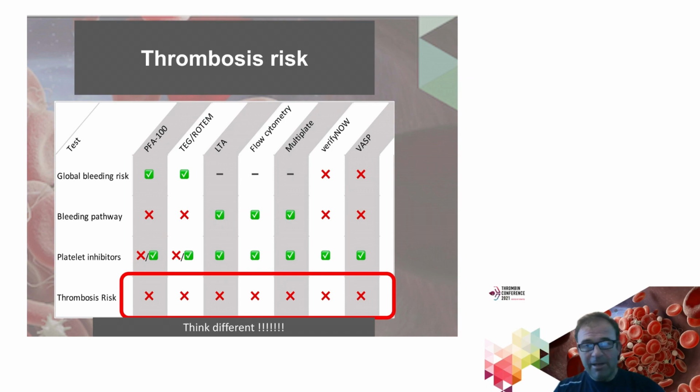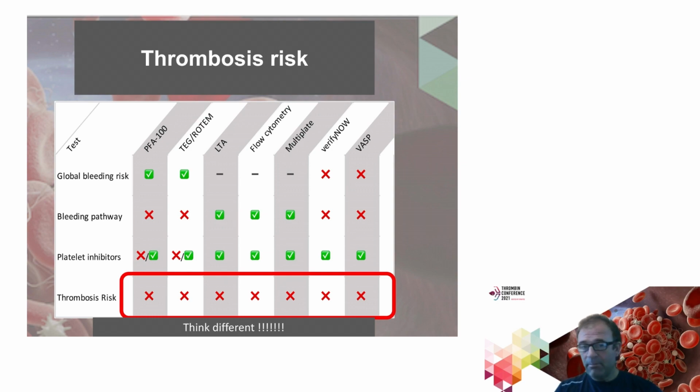We have several platelet function tests. So PFA 100, TEG, ROTEM, they are global tests, but these platelet function tests are not designed to study the relation between platelet function and thrombosis, because PFA 100 and TEG and ROTEM are designed to predict the global bleeding risk. And they also have application for platelet inhibitors, but they really fail to predict the thrombosis risk.